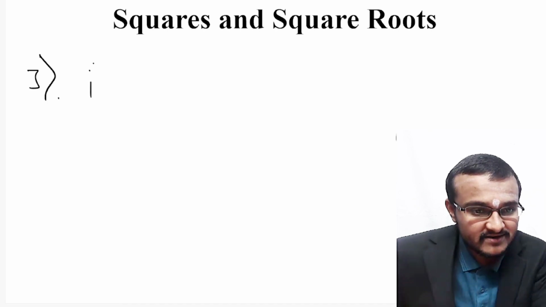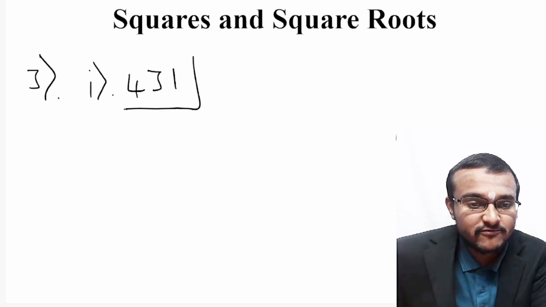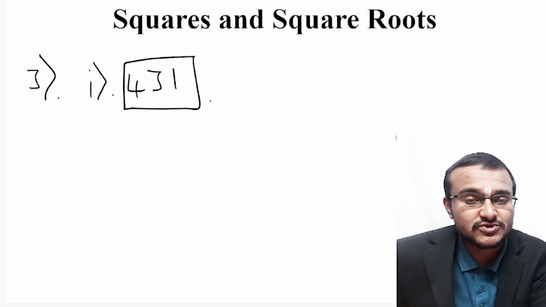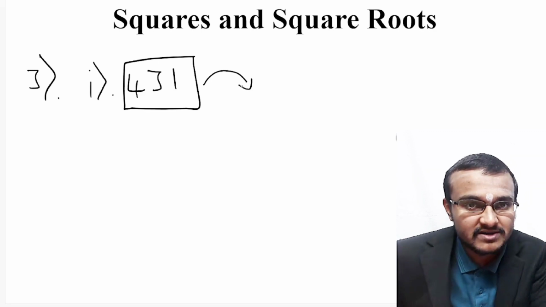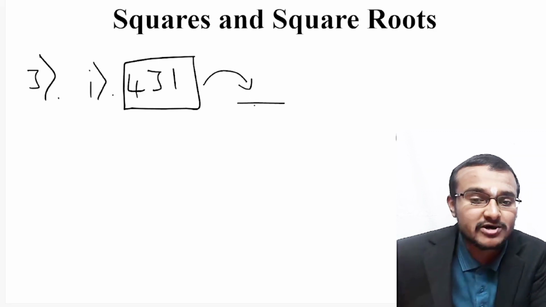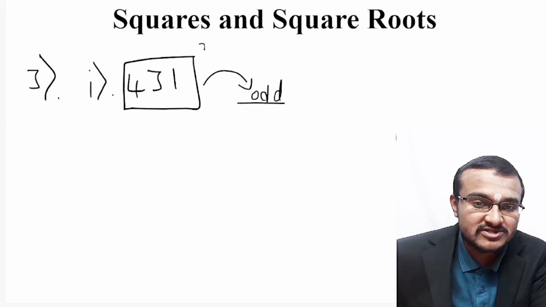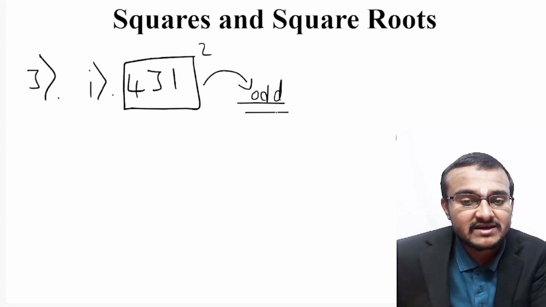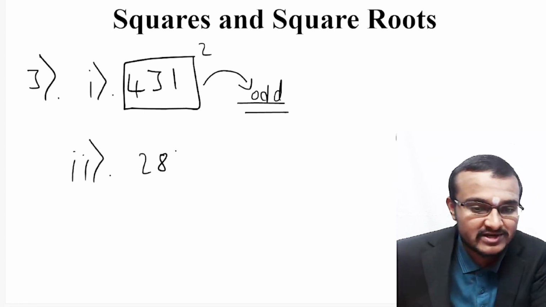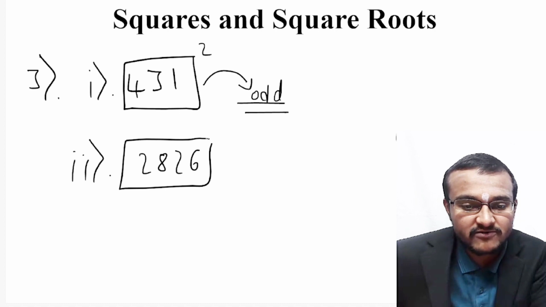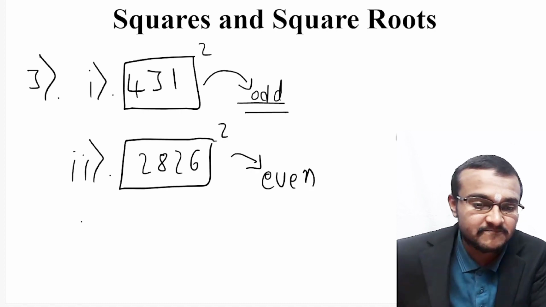So here in the first question they have given 431, which is an odd number. Whenever you take the square of an odd number, it will always be an odd number. So this square, 431 squared, will be an odd number. Similarly, if you come to the second question, they have given 2826. If you take the square of an even number, the square will be even.